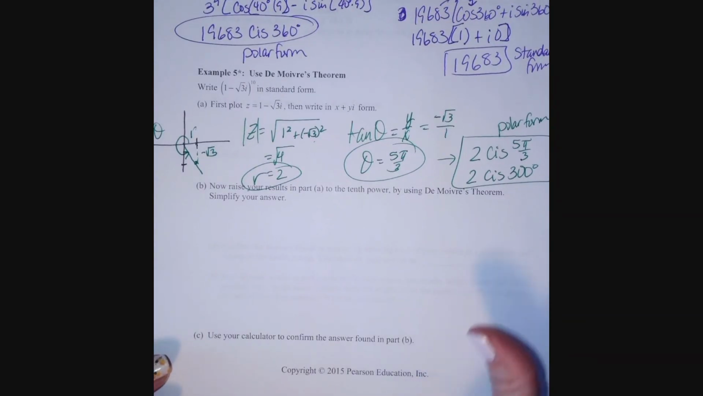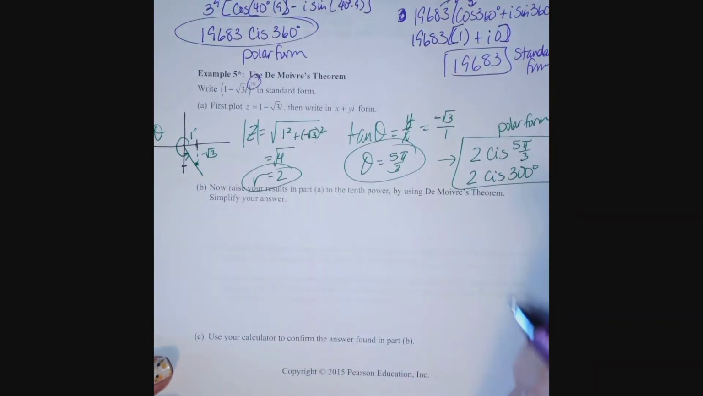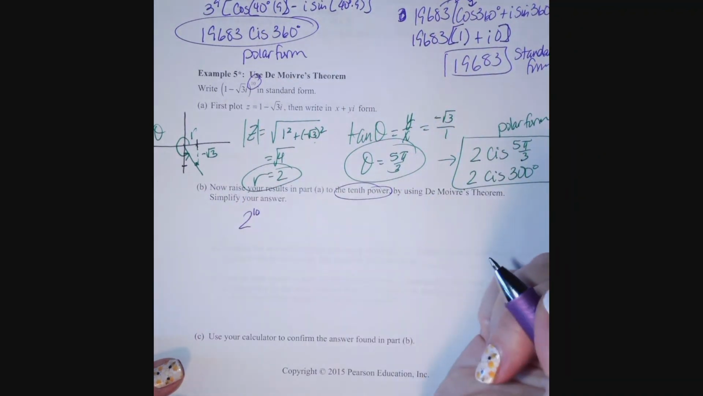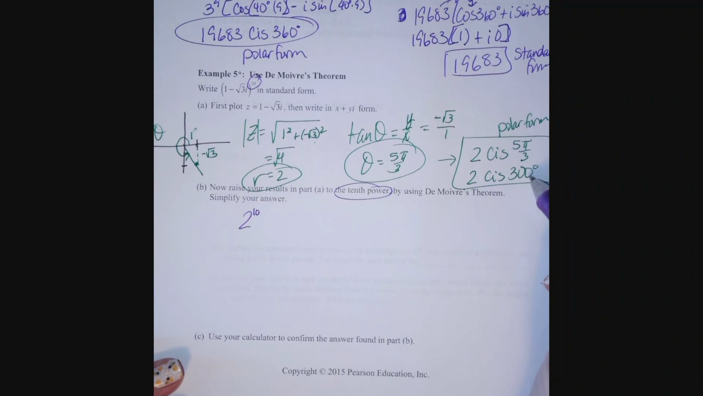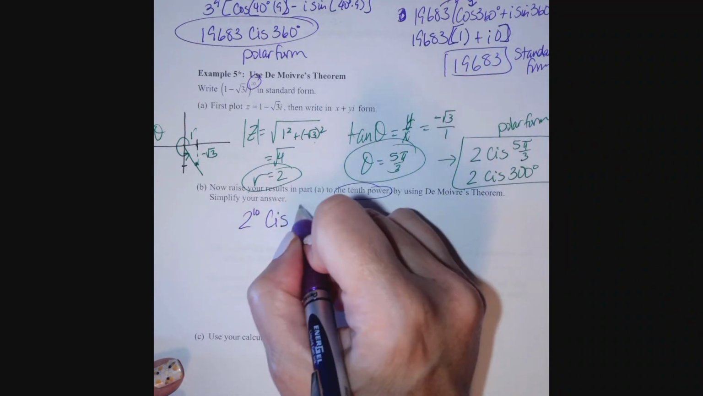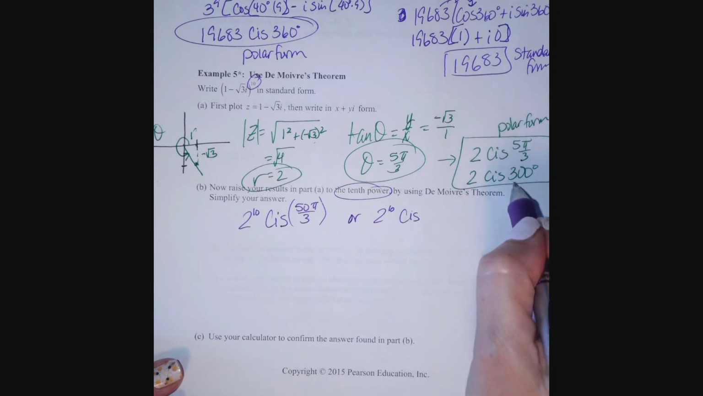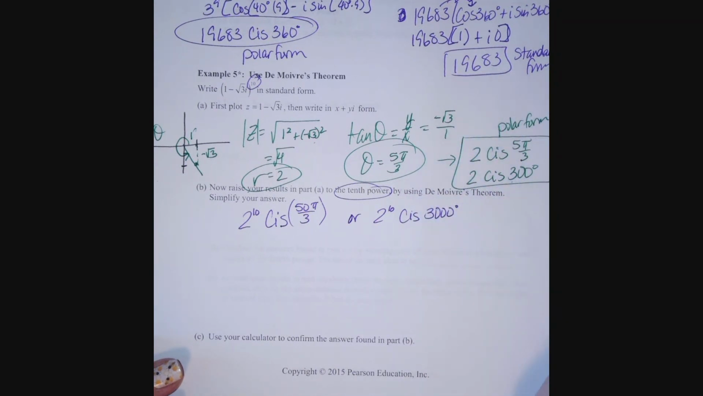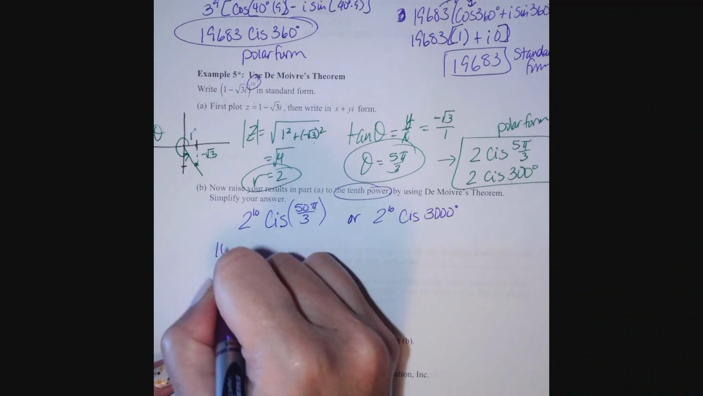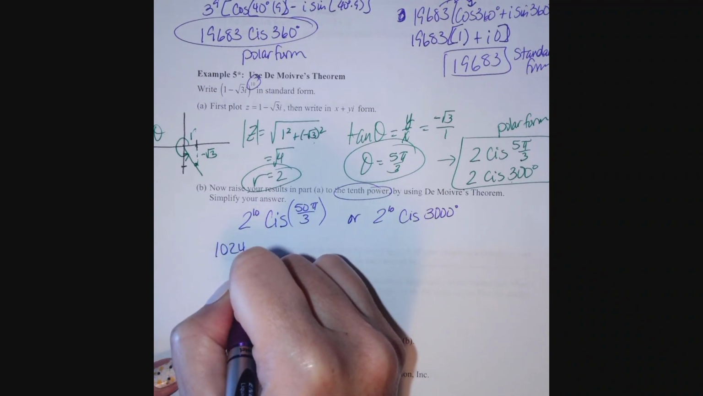Okay, so de Moivre's theorem says I now want to raise it to the 10th power. So I raise my r to the 10th power, and then I multiply times 10 in here. So no matter which one I'm working with, I'm going to have cis 50 pi thirds, or 2 to the 10th cis 300 times 10, which would be 3,000 degrees. 2 to the 10th, when I plug that into my calculator, is 1,024. I need to simplify this a little bit, right? Because I need to get it back in standard form.